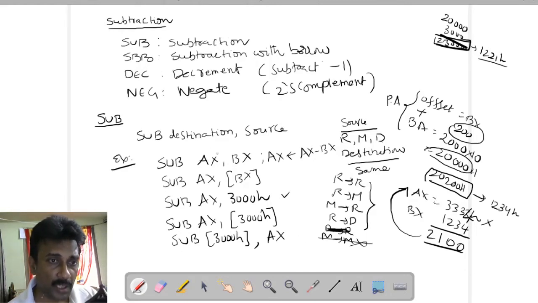So when you see these things, we have used register to register subtraction, data to register subtraction, memory location to register subtraction, and register to memory location subtraction. Like that we played with different types of instructions. This is the subtraction operation.